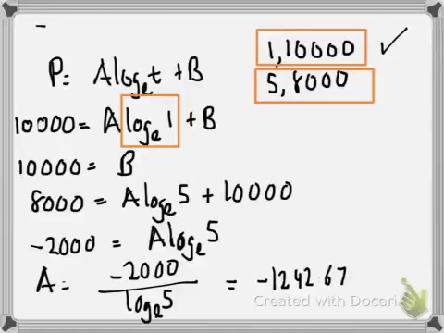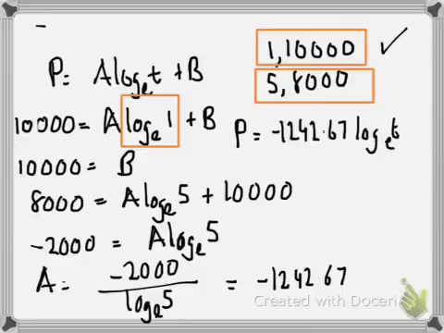Therefore our equation is P equals negative 1242.67 log t to the base e plus 10,000. That's our equation there for this situation for the population.